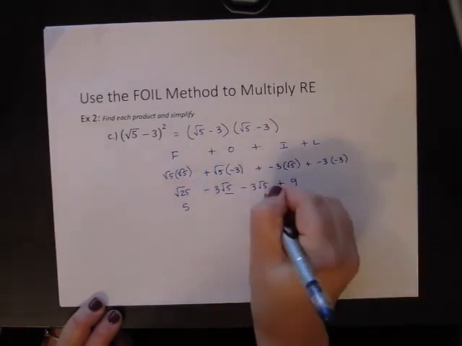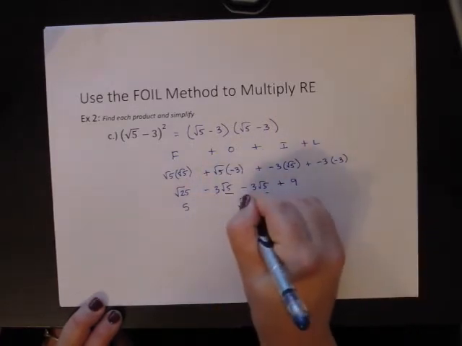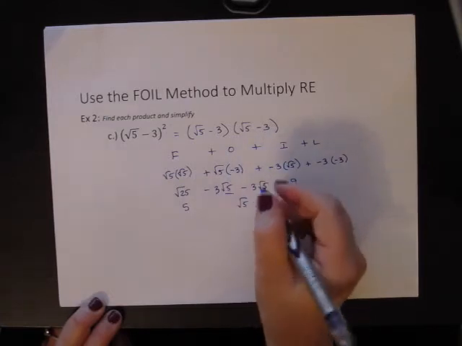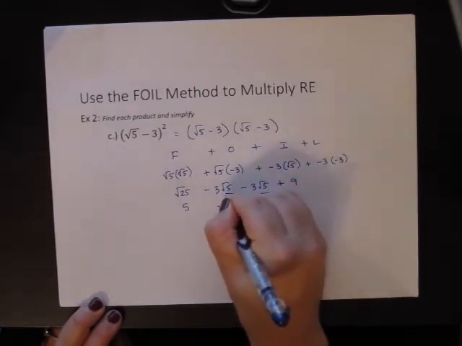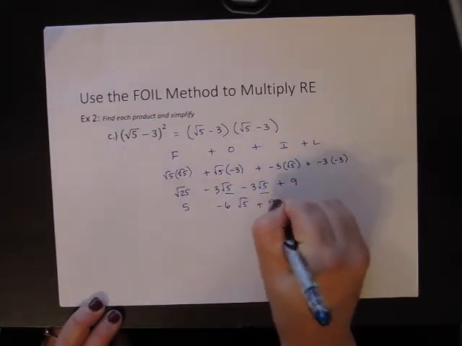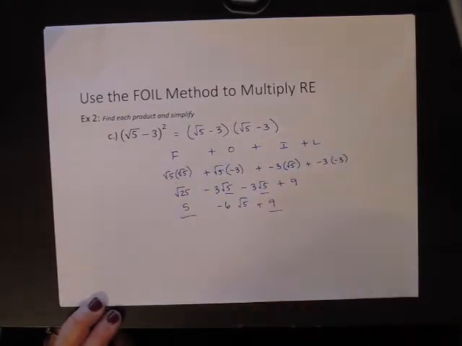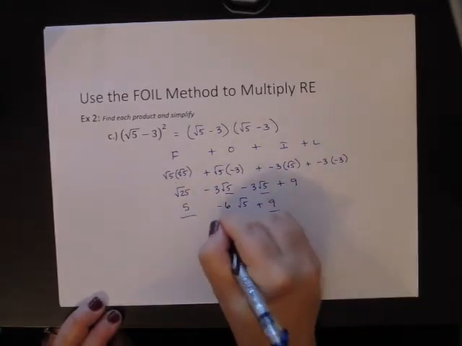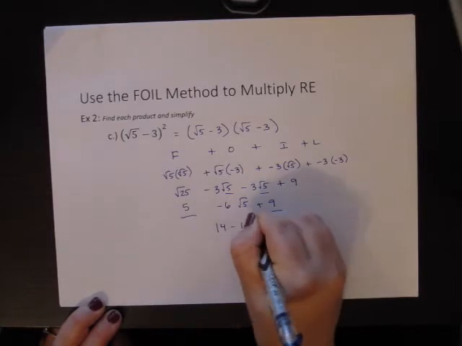I can combine my like terms. So I got the square root of 5. Negative 3 minus 3 is going to be negative 6 plus 9. Combine my like terms, so 5 plus 9 is going to be 14. And minus 6 square root 5.